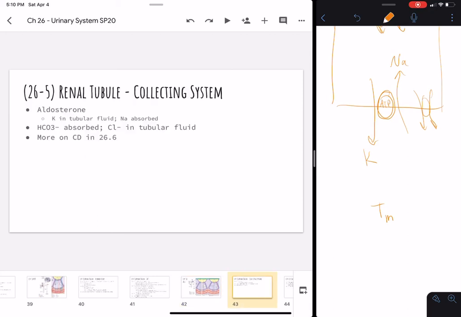Now finally we have the collecting system, which is at the end, the collecting duct. We talked about how aldosterone also affects the collecting duct, promoting sodium reabsorption, which again is pumping more potassium into the filtrate, or into the pre-urine. We talked about how bicarb is being reabsorbed for that acid-base buffer. And we talked about how the aquaporins are turning on and promoting reabsorption of water.